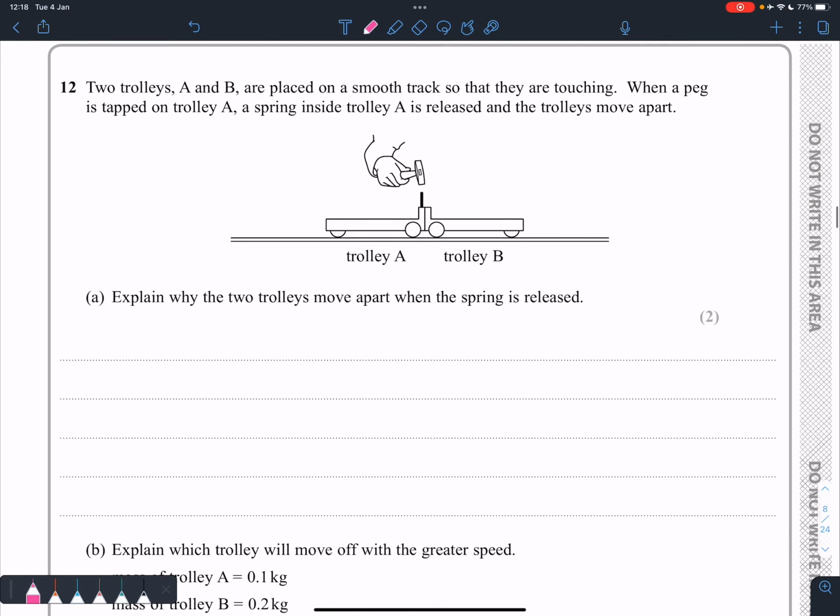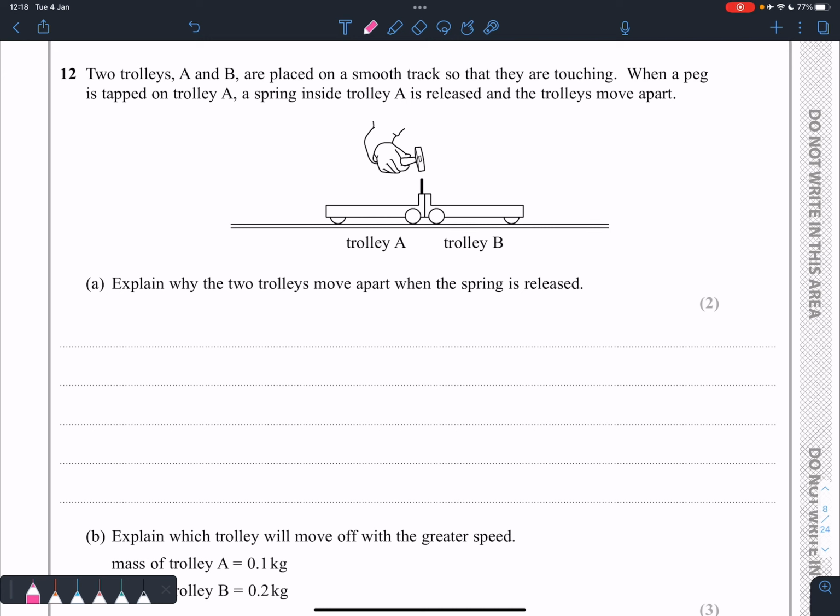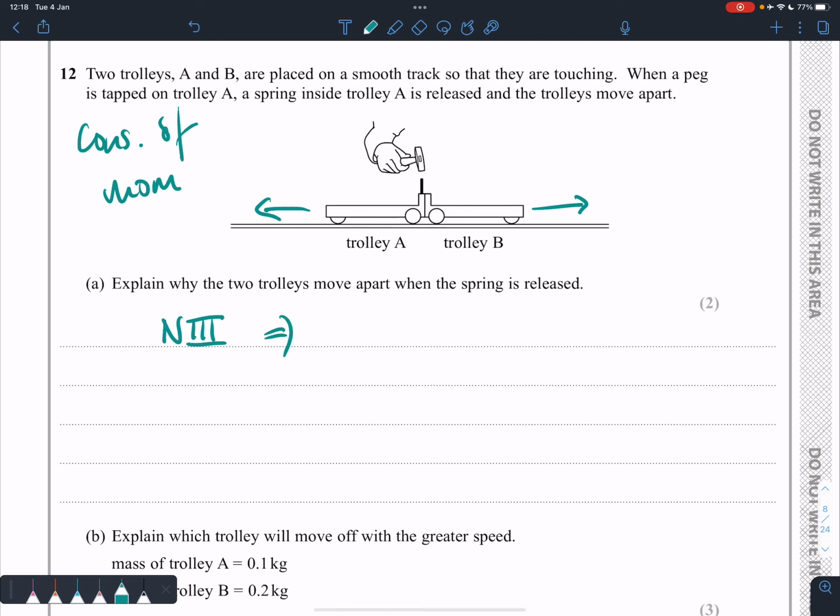Question 12, two trolleys A and B. This will be a conservation of momentum question. So you whack the hammer and a peg pops out and trolley A goes in this direction, trolley B goes in this direction. Explain why two trolleys move apart when the spring is released. Well, the actual reason they move apart, you've got to think of Newton's third law, which is equal and opposite forces.